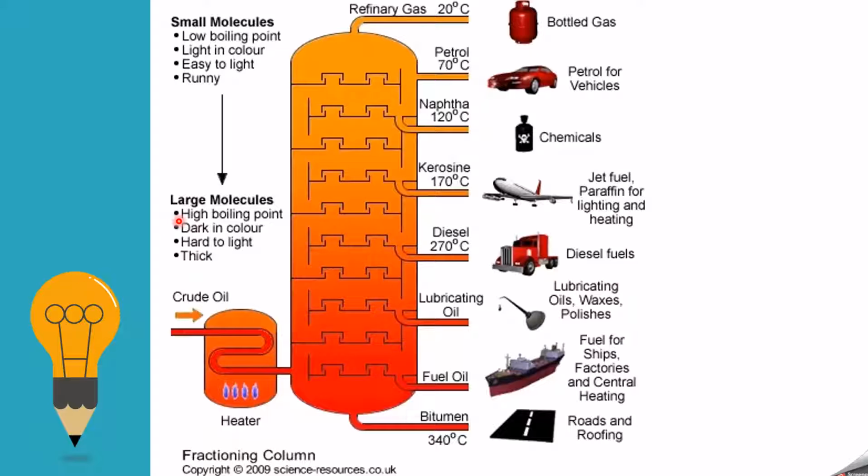Now, you've probably seen this before. This is the fractionating column. You've got to remember each component of the fractionating column. By component I mean each fraction, so the name of the fraction, and in order, so it goes from refinery gas to petrol to naphtha, and so on. You also need to know the trends: smaller molecules are at the top, larger molecules are at the bottom. I've got a mnemonic that I'll show you later on, which will help you to memorize it.